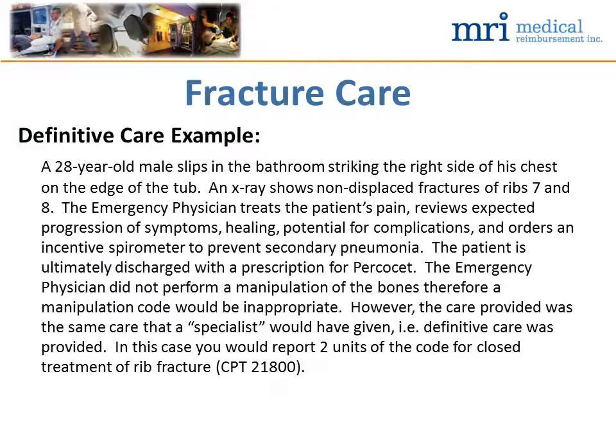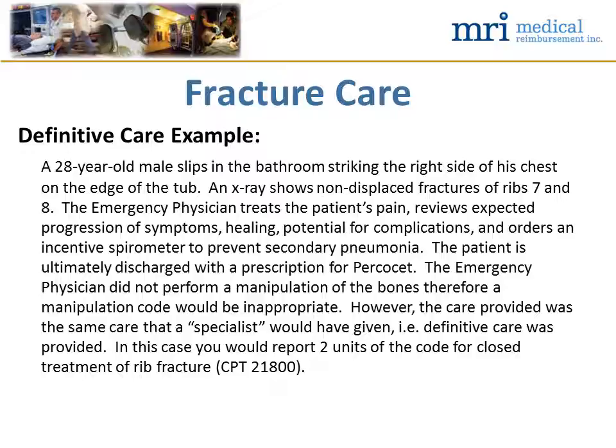A definitive care example would be a 28-year-old male slips in the bathroom, striking the right side of his chest on the edge of the tub. The emergency room physician does an x-ray and determines that there are non-displaced fractures of ribs 7 and 8. The emergency room physician treats the patient's pain, reviews all of the symptoms, the healing process, potential for complications, and orders a spirometer to prevent secondary pneumonia. The patient is ultimately discharged and sent home with a prescription for pain medication.